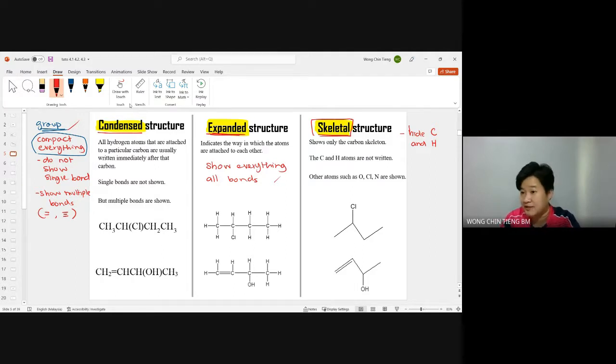I want to start from skeletal. Okay? Looking at this bond. What does this stand for? Every single dot that I have, every single corner that I have, represents carbon. Ni sebenarnya adalah carbon. And I guess everybody knows carbon has 4 bonds. Boleh kira 1, 2, 3, 4?